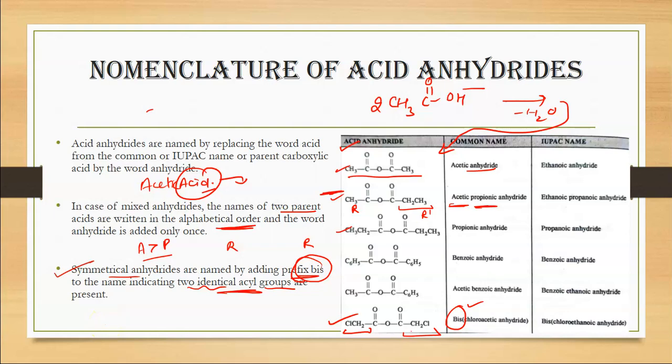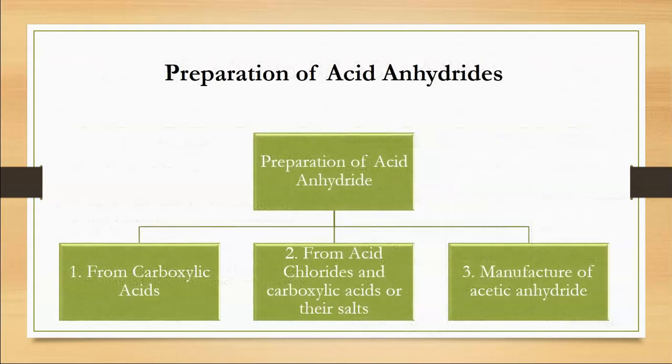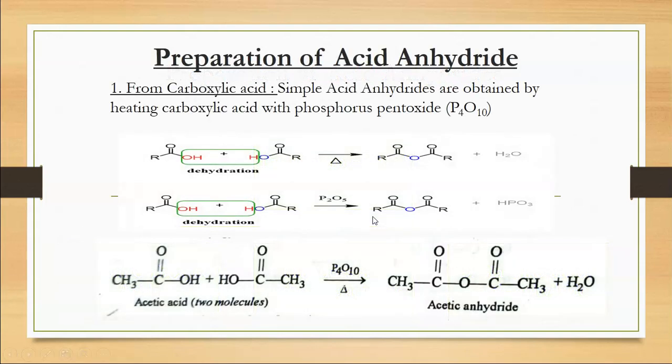Getting that? So this is all about nomenclature. Okay, so we are going to see the preparations of anhydride, and we are going to see the three different methods: from carboxylic acid, from acid chloride and carboxylic acid salt, acids or their salts. Then we have manufacture of particularly acetic anhydride. That is quite important.